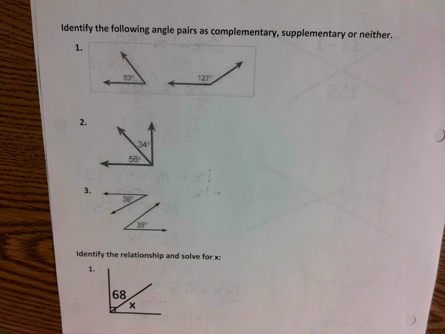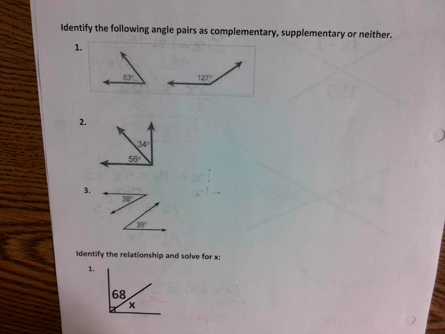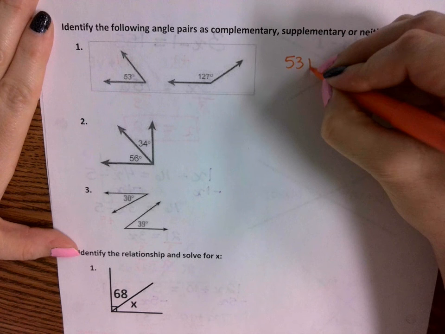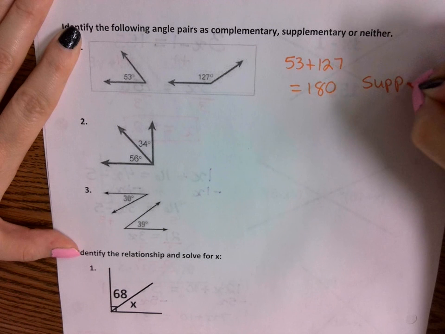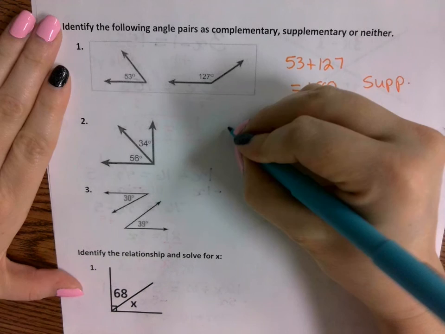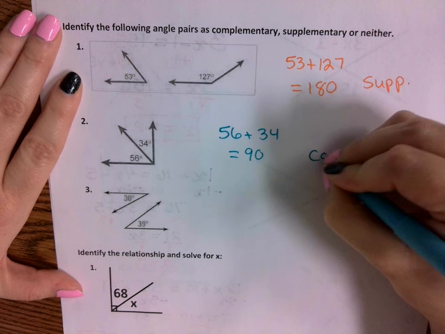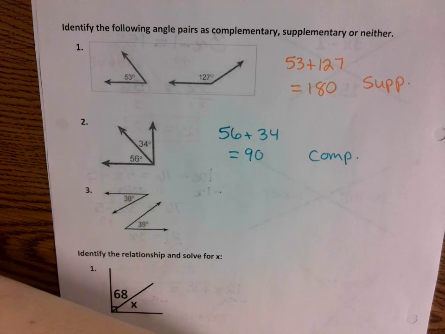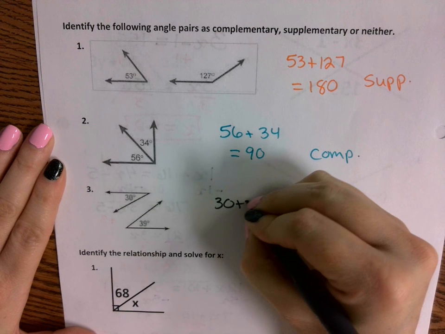Okay, real quickly, looking through here, 53 and 127, if we were to combine those together, 53 plus 127 is going to equal 180. That makes it supplementary. Okay, for here, 56 and 34, if we were to take 56 and add it with 34, that's going to equal 90, so that makes it complementary. And then with this bottom one, number 3, if we take 30 and add 39, that's going to come out to 69. That's neither relationship.